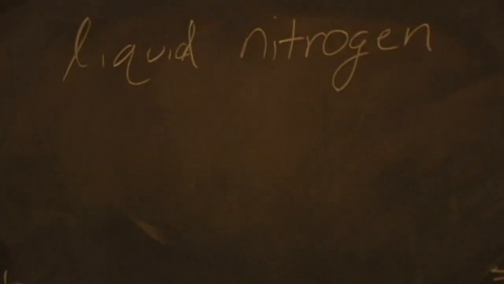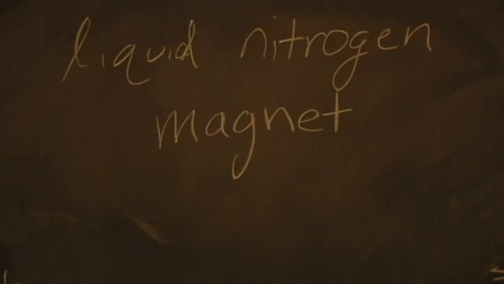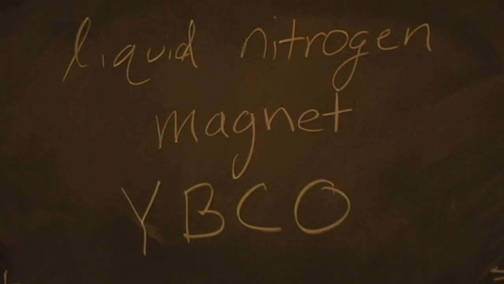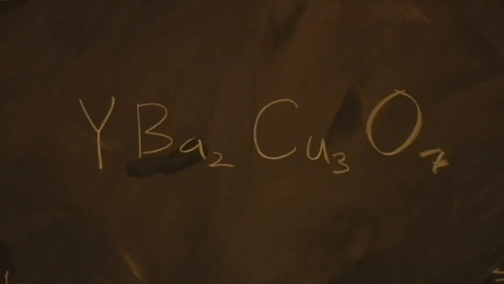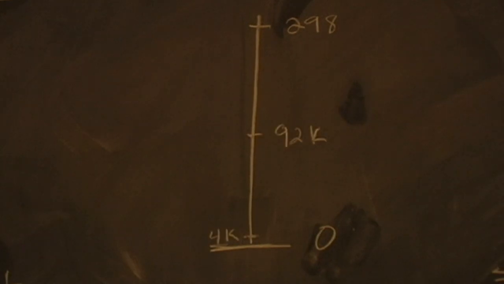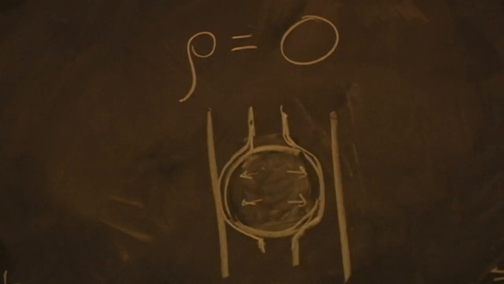There are three components: liquid nitrogen, a magnet, and a high-temperature superconductor, abbreviated YBCO. The object of interest here is the high-temperature superconductor. It is a ceramic material in the family of compounds YBCO, or yttrium, barium, copper oxide, and when it's cooled to below 92 Kelvin, it transitions to a superconducting state. This means that below this temperature, it has zero resistivity and it expels magnetic fields.